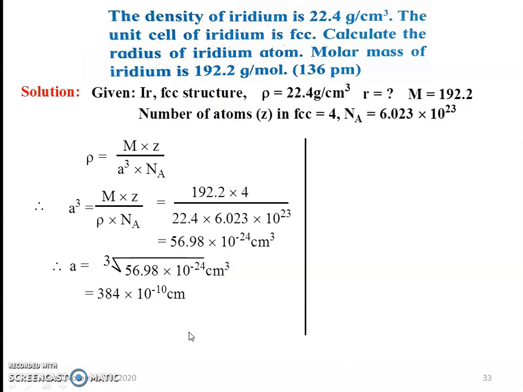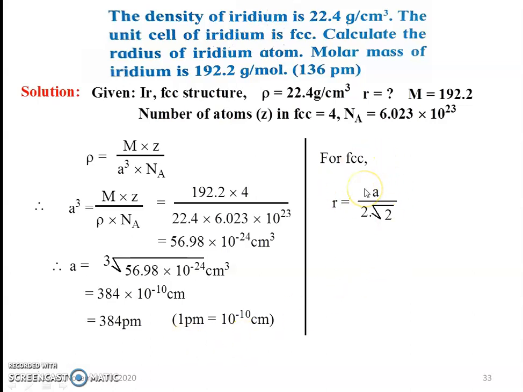But 1 picometer is equal to 1 into 10 raised to minus 10 centimeter, and therefore this is equal to 384 picometer. So the edge length of iridium is 384 picometer.